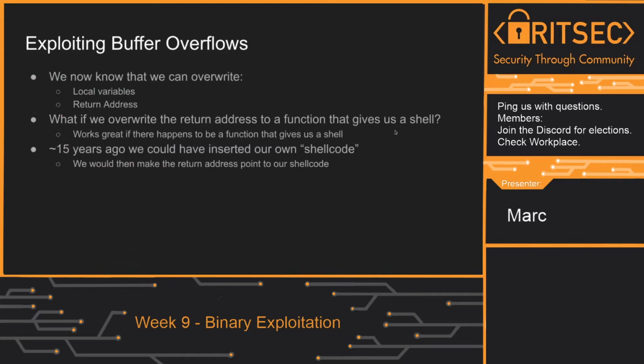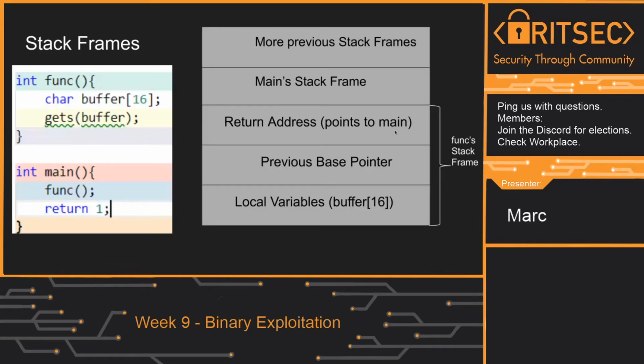Now the return address is key because it's just a pointer that tells you where to return back to. So in this example, if you can see my mouse cursor at all, the code execution looks like this. Main runs, it calls func, it jumps up here, and it runs this line which allocates 16 bytes. It runs gets, and then it returns. But how does the func function know where to go back to? The answer to that question is the return address.